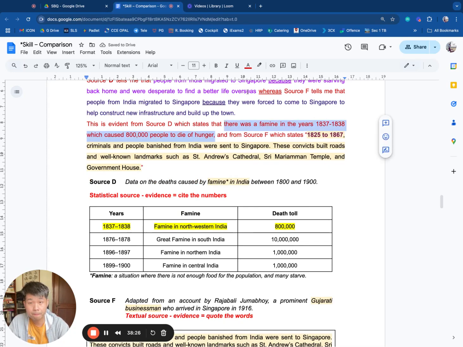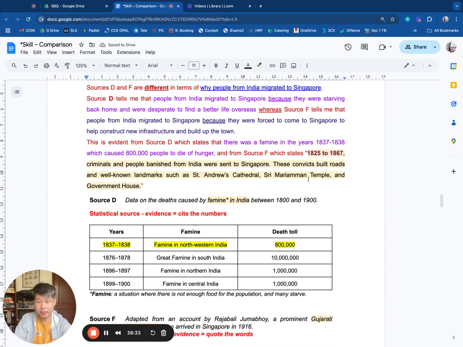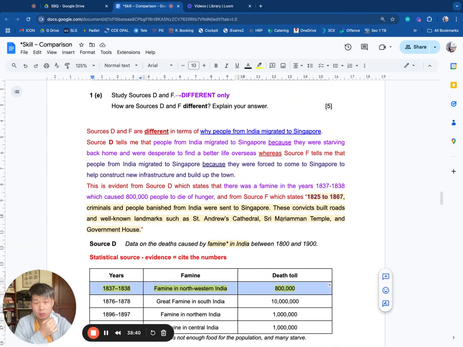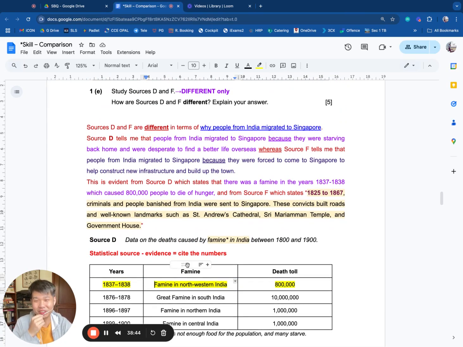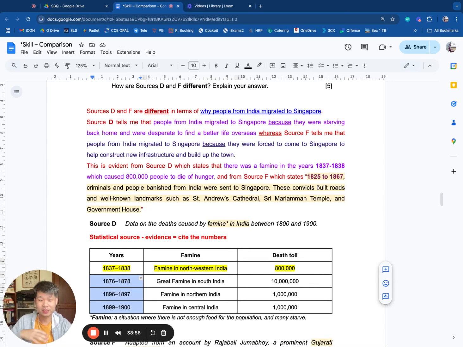800,000 people to die of hunger. This evidence would then be important because it would be telling me at the same time, on one hand, there are people dying of hunger, so they came to Singapore. On the other hand, people are being forced to come to build roads. So this is in fact the only evidence I could have picked. Oh, there was a trick. I forgot that I said there was a trap in this question. So this question is a trap. Look at the time period. That's important. The time period should be overlapping, so that way we can really compare the two sources. I couldn't compare any of these years because they are from different times.